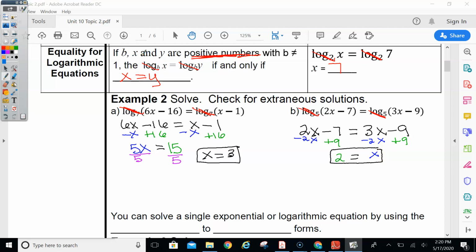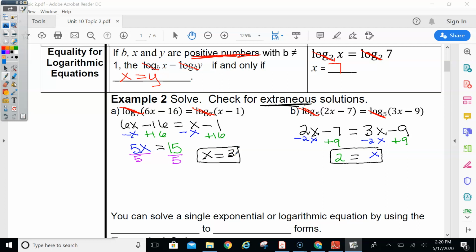But remember, we can only have positive numbers inside the logs. So that's what this says. Check for extraneous solutions means that you got to make sure when you check and you plug them back in that you get a positive number. If you get a negative, there's no solution.